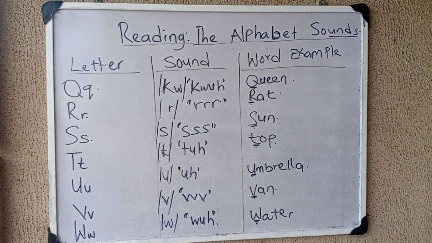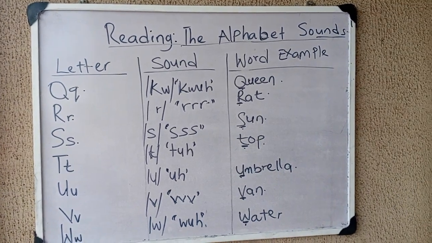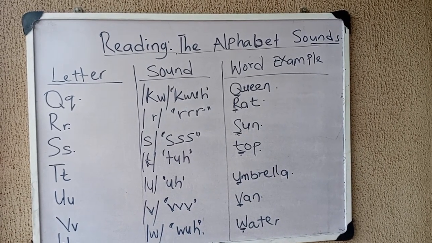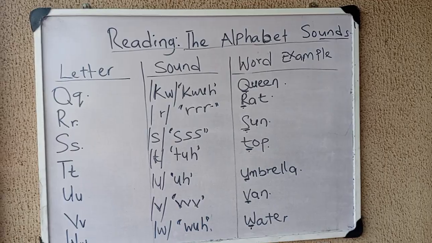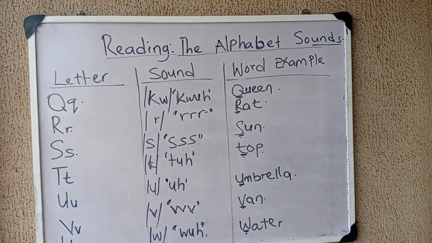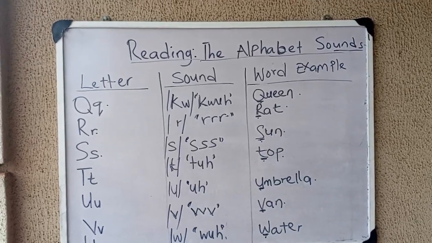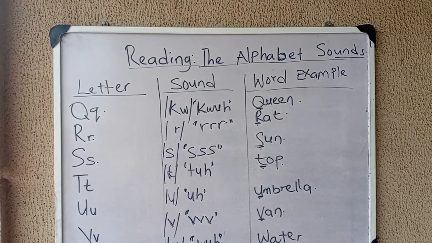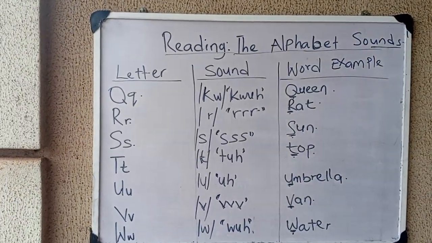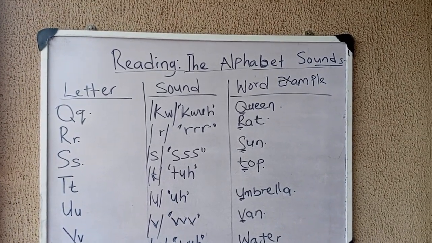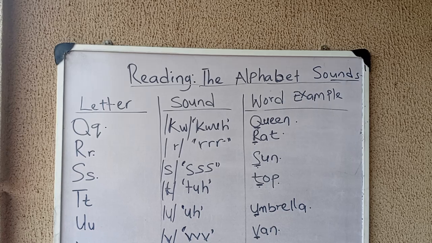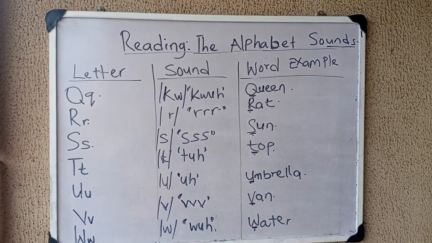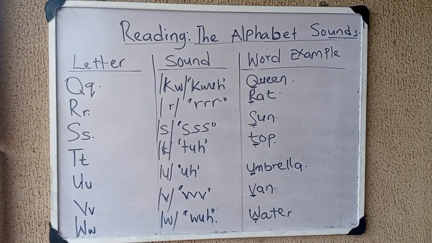So we have letter Q. You can see it written in uppercase or capital letter, and then in small letter. The letter is Q. The sound is Q, Q, Q, Q. Can you repeat after me? Q, Q, Q. All right. So you pay attention to the sound. Very important.